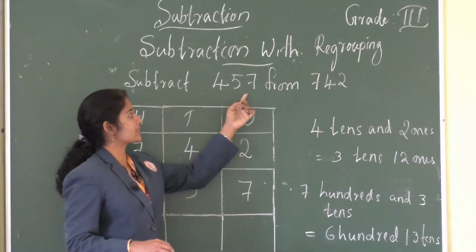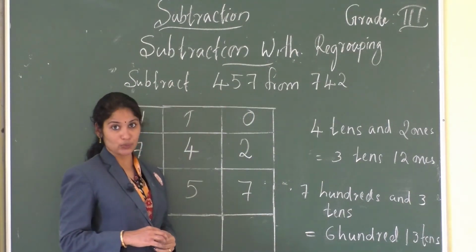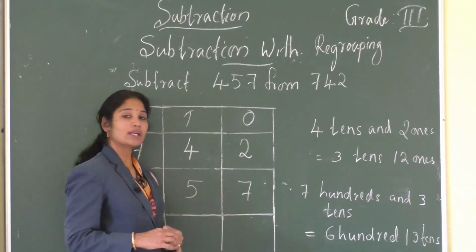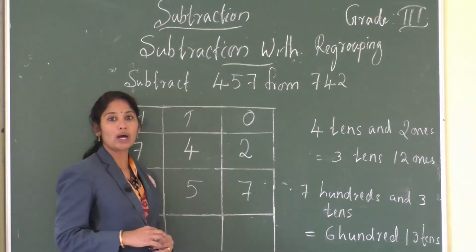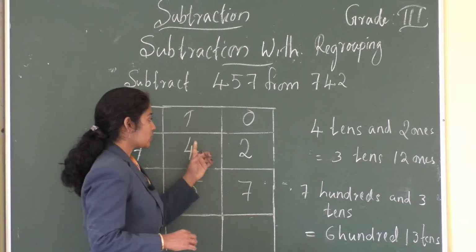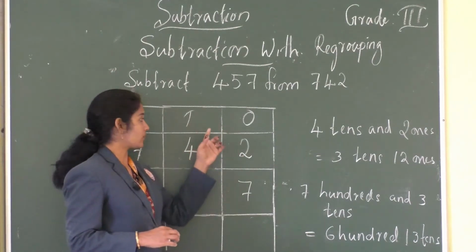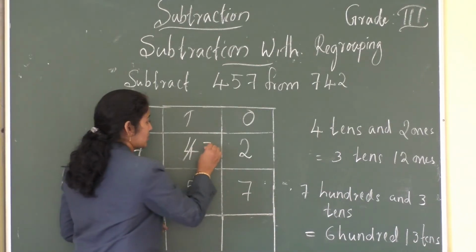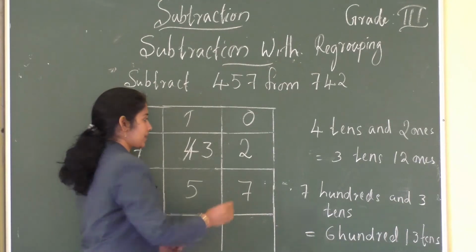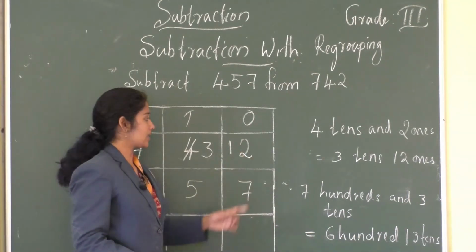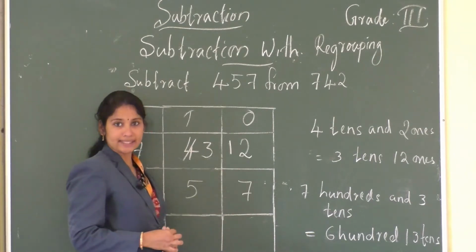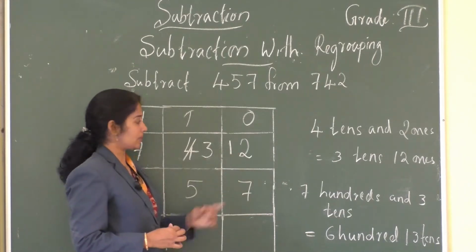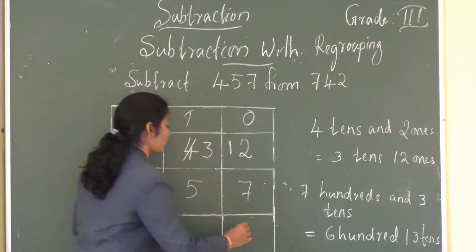Children, let's take another example. Subtract 457 from 742. We have to check first ones place. 2 is smaller than 7. So, we have to regroup. So, we have to borrow 10 from the tens place. So, 40 becomes 30 and 2 ones become 12 ones. Now, we have 12 and 7. We have to subtract 7 from 12. So, 12 minus 7, 5.